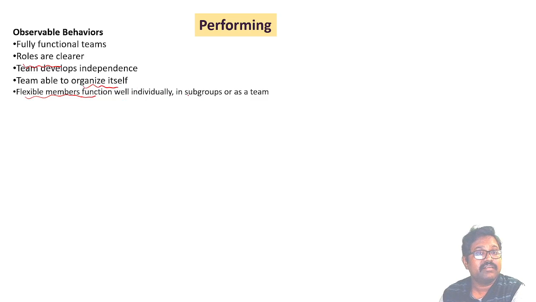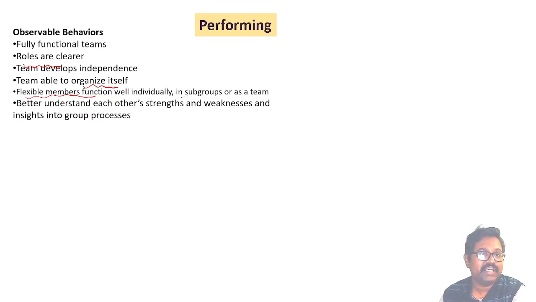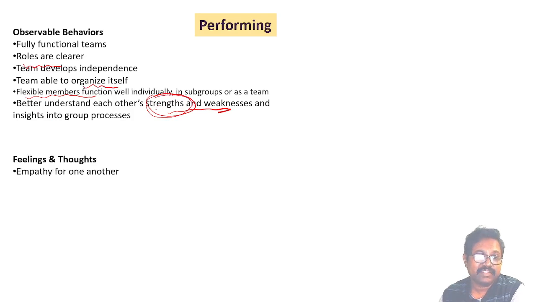They will subdivide the task so that they can perform very effectively, and there's a better understanding within the members. They are going to know what the strengths and weaknesses are, who can do it better, and what the weakness areas were. They'll try to overcome those weakness areas, and they'll try to concentrate on their strengths. So what will be the feelings and thoughts here?